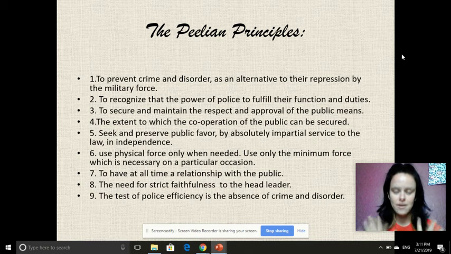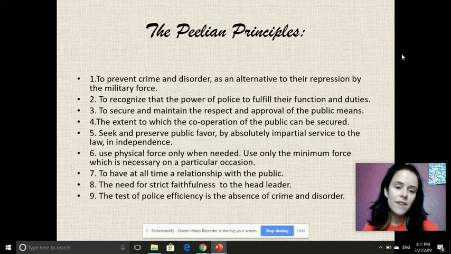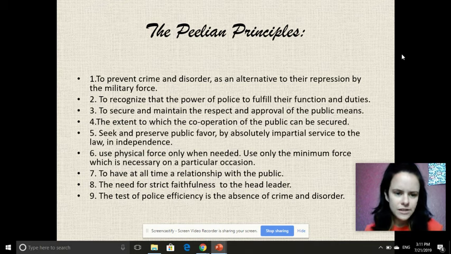Then we have the principles. There are 9. Some of them are like to prevent crime and disorder, to have good relationship with the public, to seek and preserve public favor, which basically is the same thing I just said.